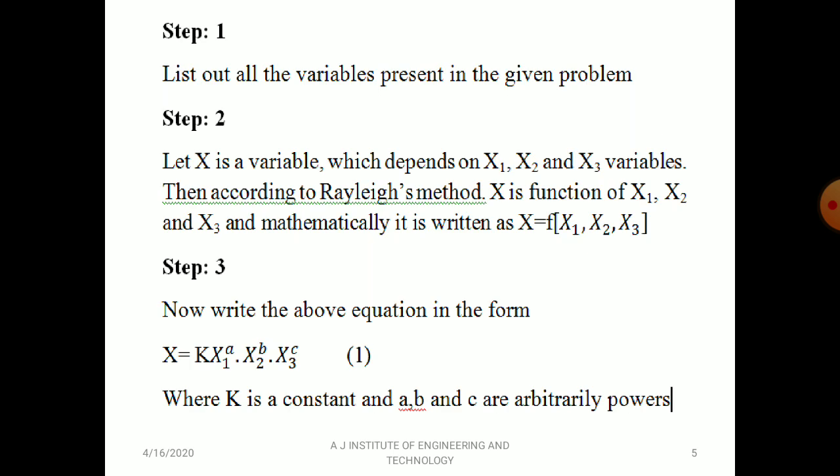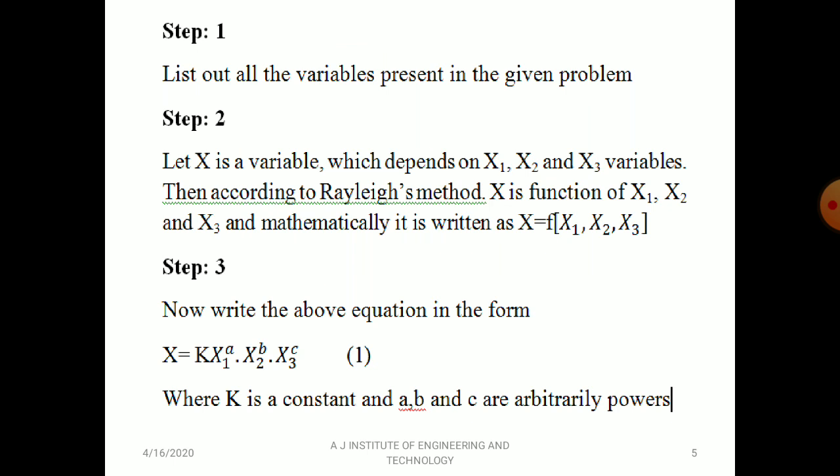So let's go for the procedure involved in solving dimensional analysis using Rayleigh's method. First step, list out all the variables present in the given problem. We have to look into the problem, list out all the variables involved, and classify those variables into dependent and independent variables.